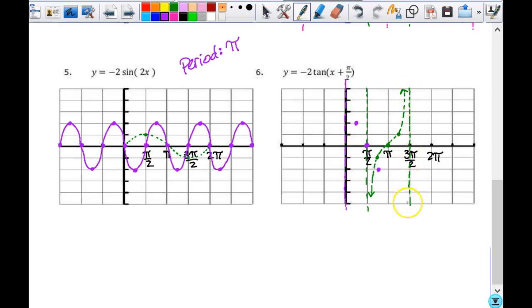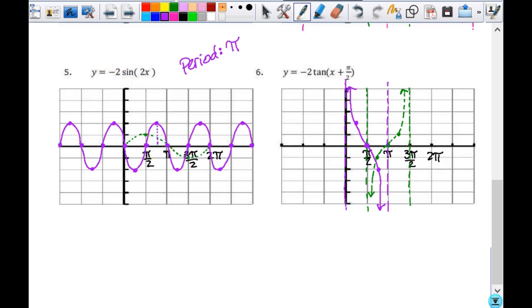And then my asymptote is at 3 pi halves. It moves over to pi halves, like this. And then this is my translated graph. Remember, this is not an amplitude. Here, my amplitude is 2. So you can see you got a distance of 2 right here.